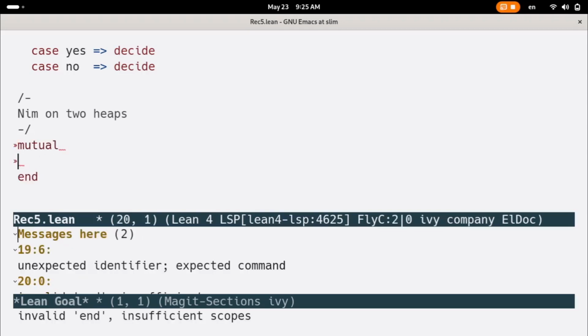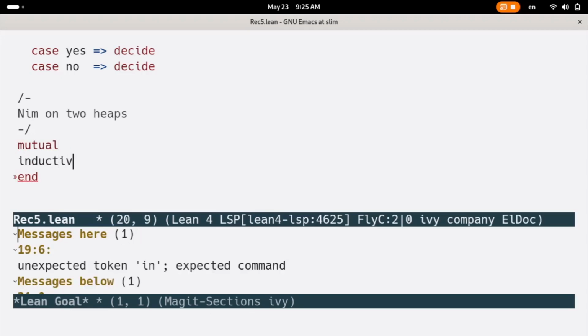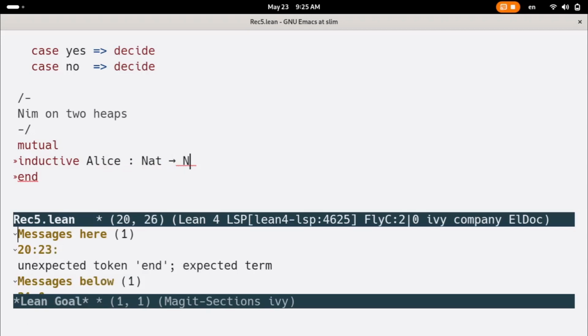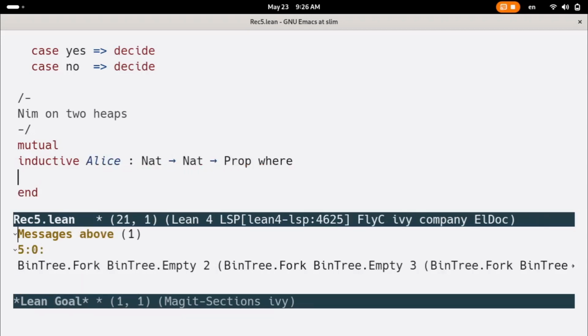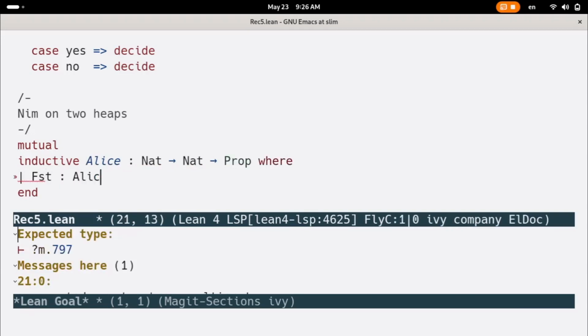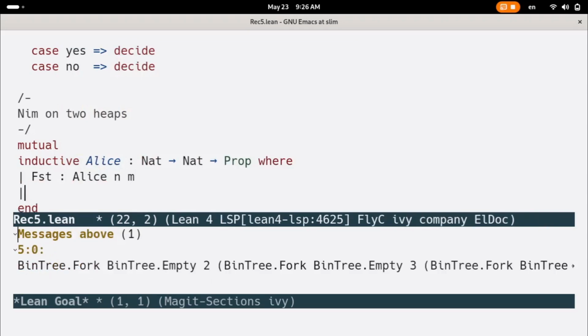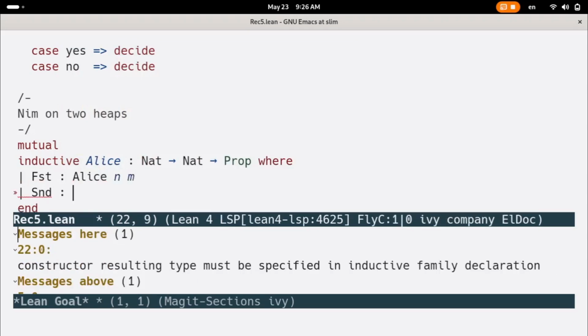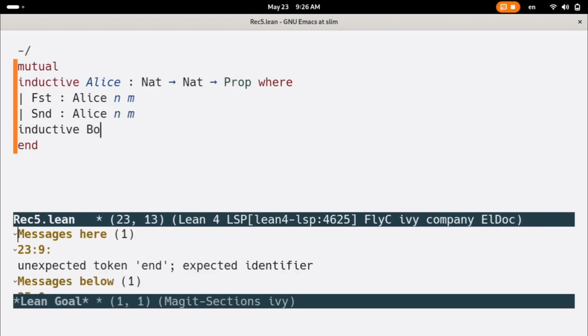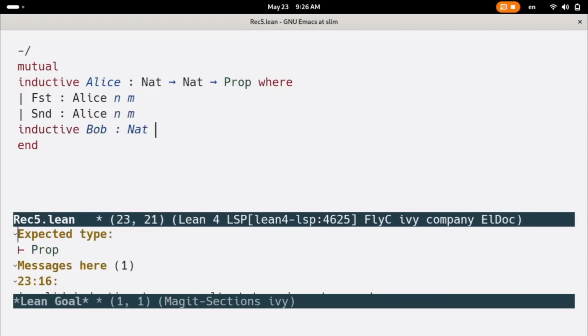Let us define two propositions for the game NIM on two heaps. So these propositions will be mutually recursive. So the proposition Alice n m, for each pair of natural numbers n, m, should hold if Alice has a winning strategy for the game n m. So there are two ways for Alice to win such games. We will call them first and second.